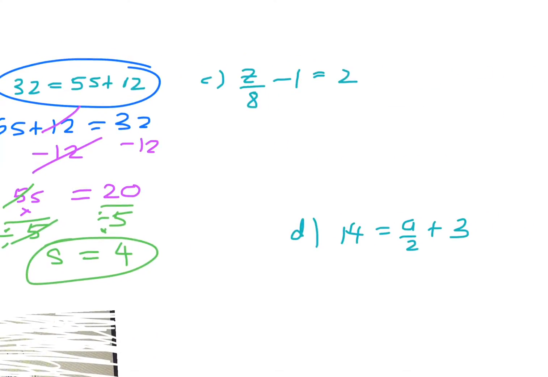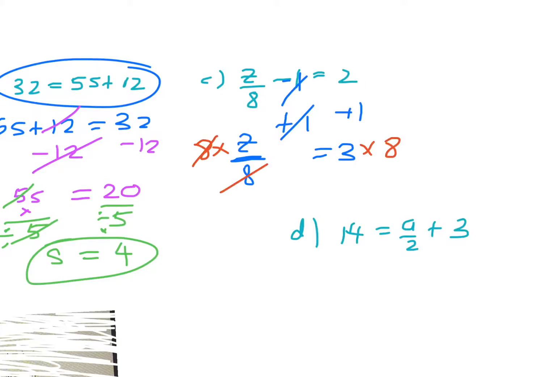Okay, so this one here, opposite. So the last thing we did was to minus 1. So the first thing we get rid of is the plus 1. So z on 8 equals 2 plus 1 is 3. That's divided by 8. So the opposite is times 8, times 8. So z equals 3 times 8, which is 24.